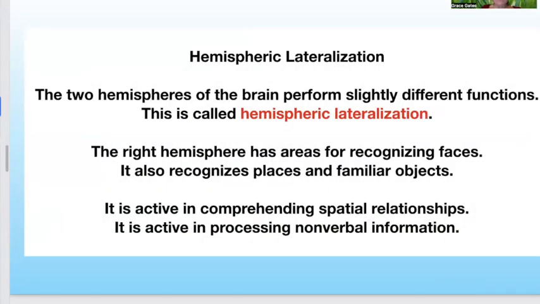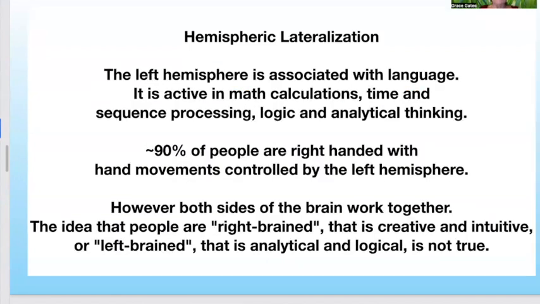Hemispheric lateralization. The two hemispheres of the brain perform slightly different functions. This is called hemispheric lateralization. The right hemisphere has areas for recognizing faces, familiar places, and familiar objects. It's active in comprehending spatial relationships, and it's active in processing nonverbal information. The left hemisphere is associated with language. It's active in math calculations, time and sequence processing, what happened first, what happened second, logic and analytical thinking. 90% of people are right-handed with hand movements controlled by the left hemisphere.